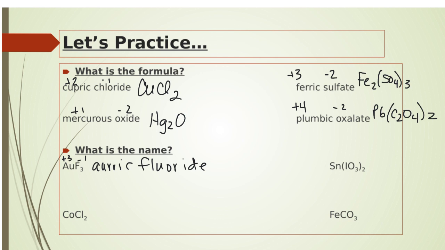Next door, we have Sn(IO3)2. So the 2 gets reversed and goes to tin. There's nothing after tin here, so that tells us that iodate has a charge of -1. Go check it out. Tin does have a charge of +2, and iodate does have a charge of -1. So we know that they haven't been reduced. Tin's Latin name is stannum. +2 is the low charge, and so we're going to call it stannous iodate.